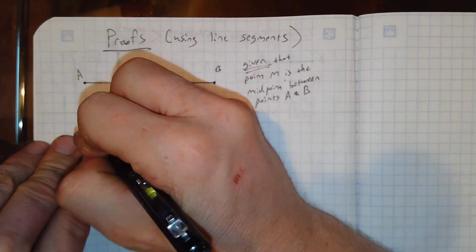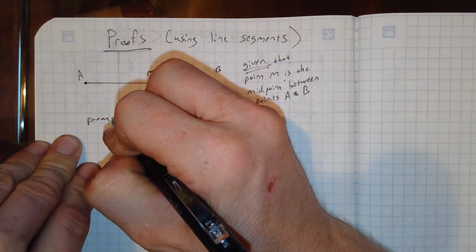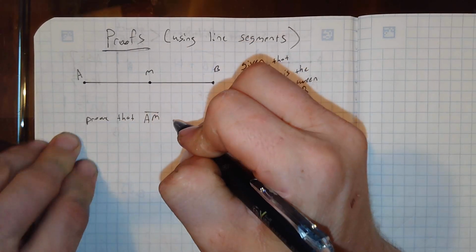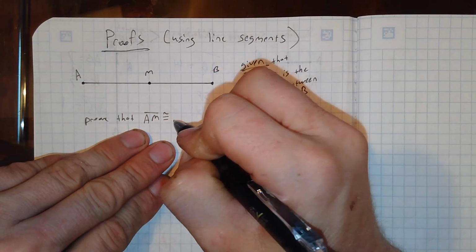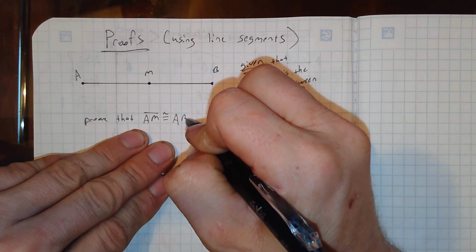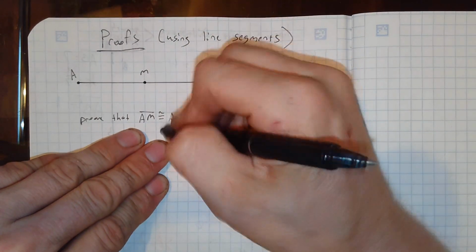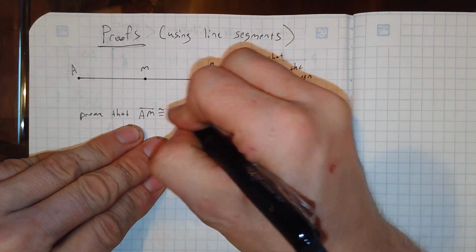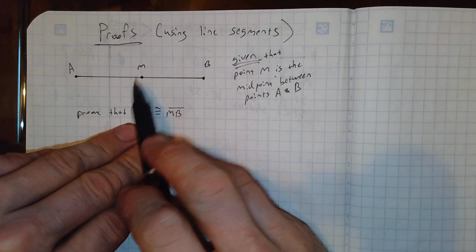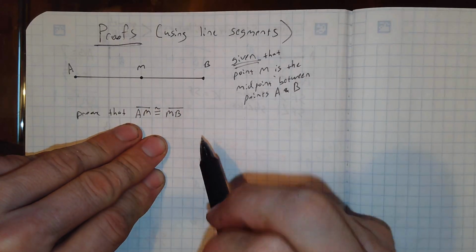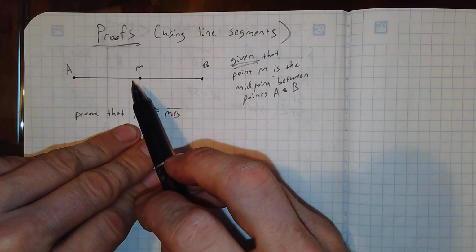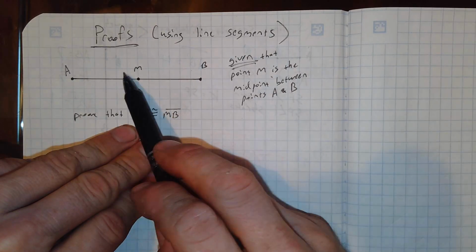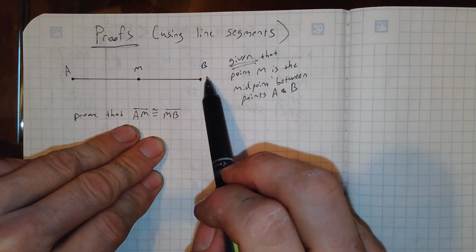Okay, it's asking me to prove that line segment AM is congruent to line segment MB. So what this is saying is like, hey, M is halfway in between A and B, or it's the midpoint between A and B, right? Prove that this line segment is the same measure as that line segment.